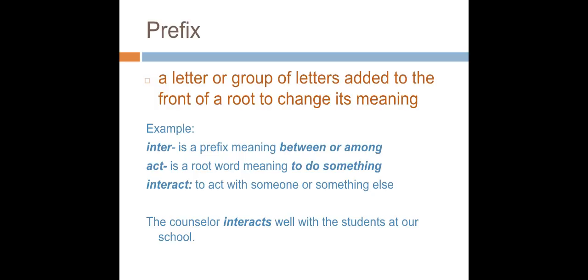So a prefix, the first of our three word parts. A prefix is a letter or group of letters at the front of a root to change its meaning. So it's a word part that comes at the beginning of a word. Example, inter is a prefix meaning between or among. Act is a root word meaning to do something. So if you have inter at the beginning of the word, it means we're having between, and if act's at the end, we're action between. The counselor interacts well with the students at our school. That means there's some action between them.